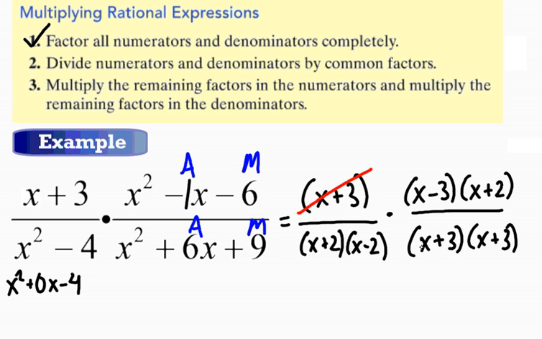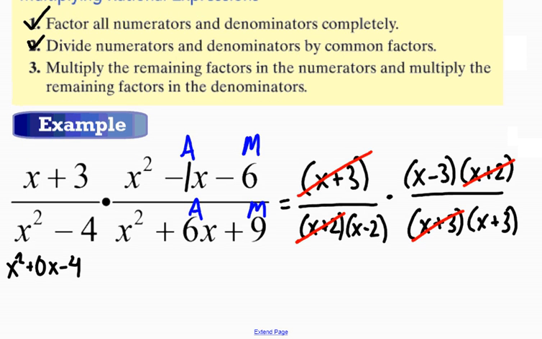Well, x plus 3 and x plus 3 are on opposite sides of the rational expression, and they're a common factor, so they can cancel out. I see an x plus 2 and an x plus 2 are going to cancel out, and that's it. This is an x minus 3. That's an x plus 3. They can't cancel out. An x minus 2 is not going to cancel out there. So step 2, divide out.